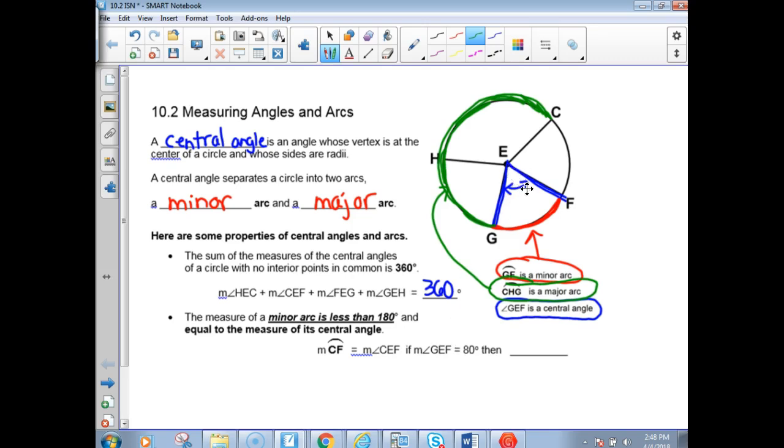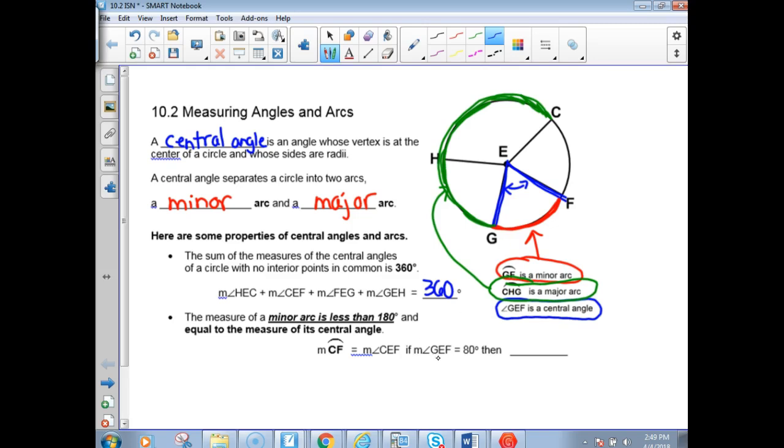Central angles are inside with a vertex at the center. The sum of the measures of the central angles of a circle with no interior points in common, meaning none of these angles have interior points in common, they're not overlapping, we would just add 4 angles up to get 360. The measure of a minor arc is less than 180 and equal to the measure of its central angle. So in this diagram, arc CF is equal to the measure of angle CEF.